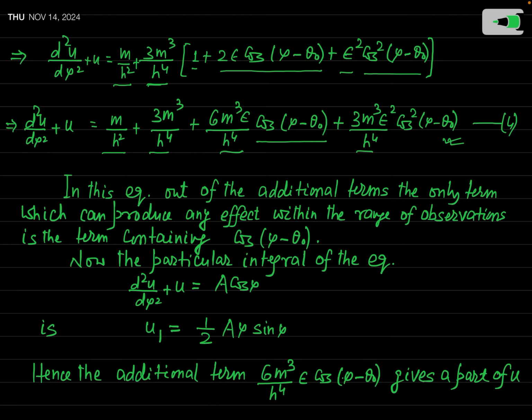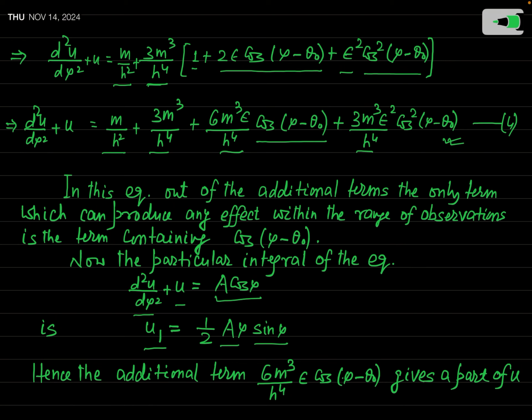Now you have definitely studied the theory of differential equations, and in the study of physics we have encountered such an equation at several places. If we consider a differential equation like this, d2u by d phi square plus u equal to a cos phi, such a type of equation has 2 solutions. One is called the complementary function, and another is called the particular integral. The particular integral of such a differential equation is given as u1 equal to 1 over 2 a phi times sin phi.